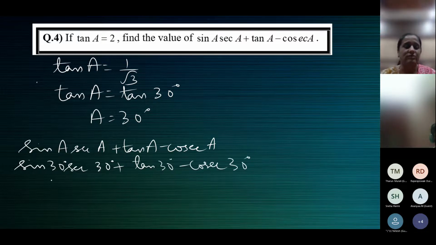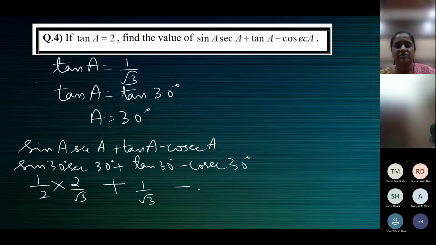Now you can pull the values from the table. What is the value of sin 30? 1 by 2 into secant 30 degrees. So secant 30 meaning what is cos 30? Root 3 by 2. So secant 30 will be 2 by root 3 plus tan 30, 1 by root 3, minus cosecant 30. Cosecant 30 is a reciprocal of sin 30. So what is sin 30? 1 by 2. So cosecant 30 will be 2, the reciprocal.